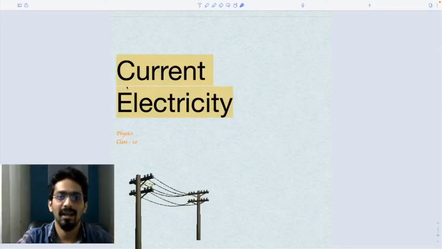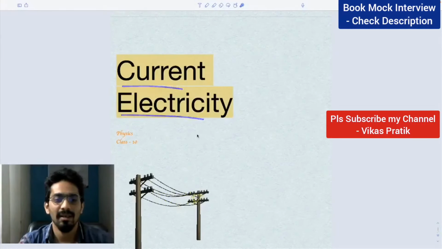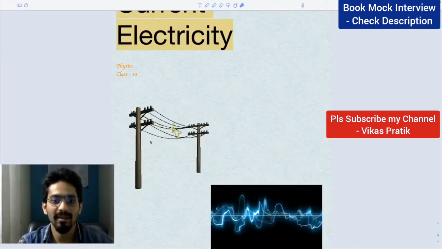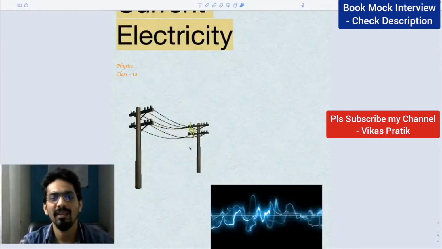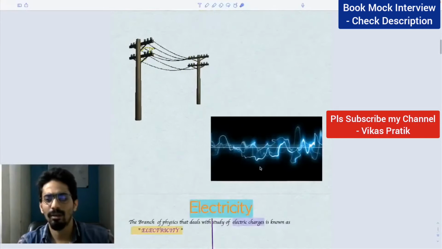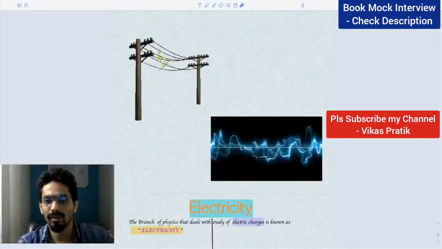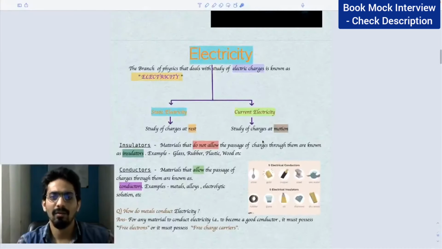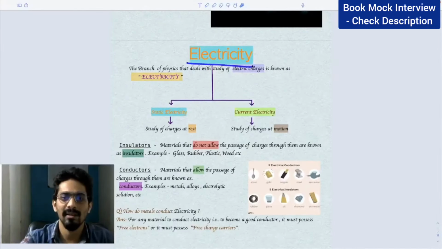Current electricity. Physics, class 10. What does it look like? It looks like this. In villages, we have seen something like this. It also looks like this, which is also a type of electricity. I mean, you can see it like this. Now, what is electricity? This is the first topic.